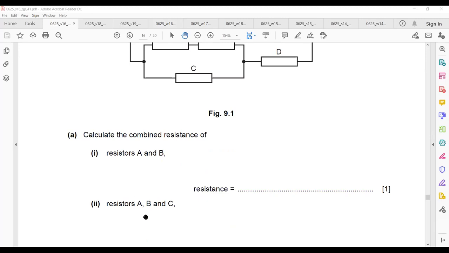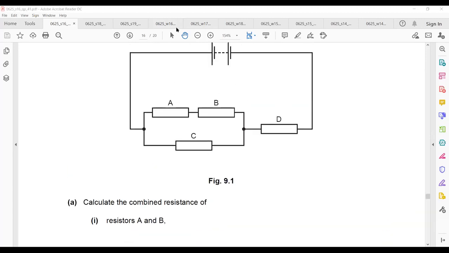Combined resistance of A, B, and C. So what is the combined resistance of A, B, and C? A is 6, B is 6, and C is also 6. First, when we find the combined resistance of A and B, the total resistance of A and B is 12. So the total resistance of A and B is equal to 12. And the resistance of C is 6. They are connected in parallel.